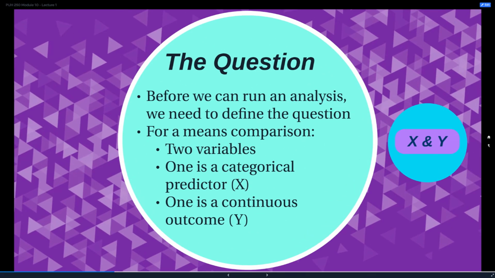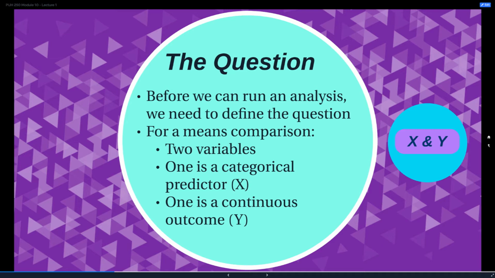So let's go back to the question, as it always goes back to the question. Before we can run an analysis, we need to define the question. For a means comparison, you'll need two variables. This is a bivariate analysis. One is categorical, that's your predictor, that's your X variable. The other variable, or your outcome Y, is continuous, meaning it's a numerical response. There are no categories in your Y. The responses are free numeric responses.